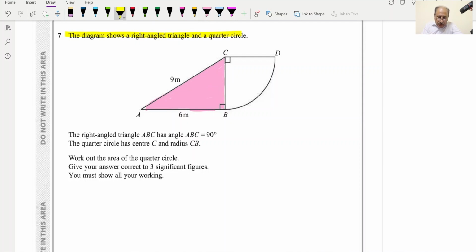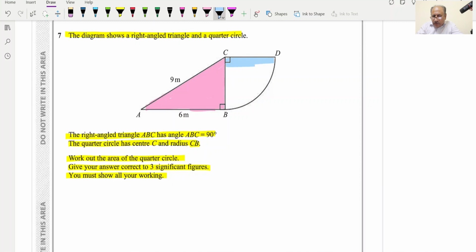So they're saying the right angle triangle ABC has angle ABC 90. The quarter circle has center C and radius CB. Work out the area of the quarter circle. Give your answer correct to three significant figures. You must show all your working. So we require the area of this quarter circle.